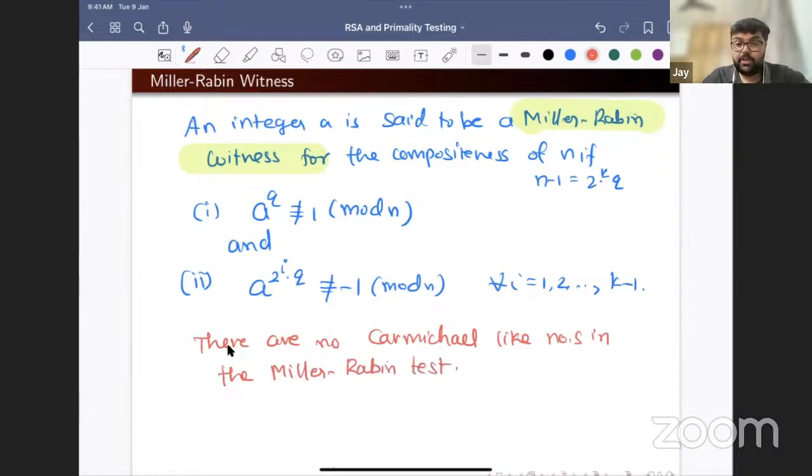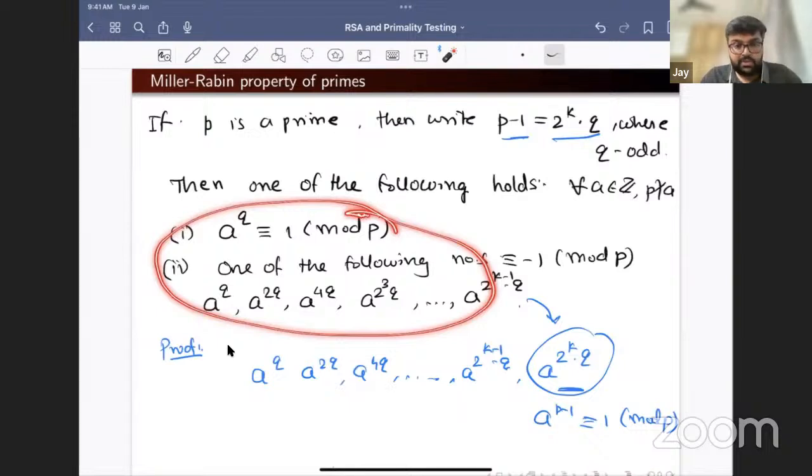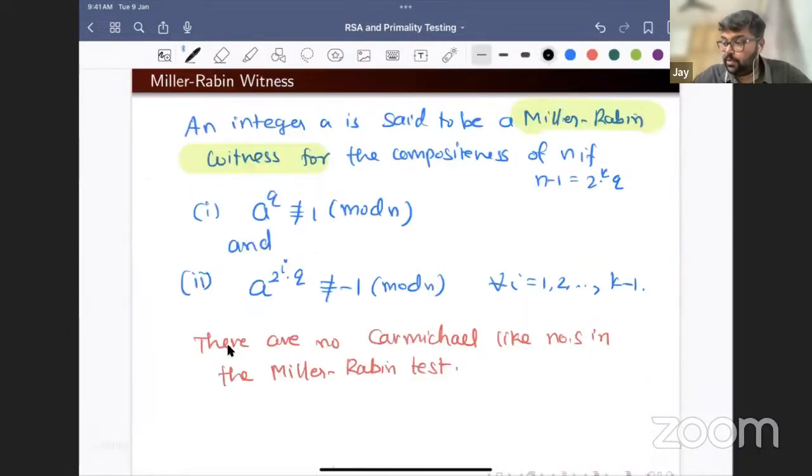Carmichael numbers were the composite numbers which were passing the test. Here we don't have any Carmichael-like numbers. That means this is not going to be true for all a. If the number is composite, then we'll be able to find a witness. So if we don't find a witness, we are certain that the number is prime. In fact, not only that, there are 75% of Miller-Rabin witnesses.